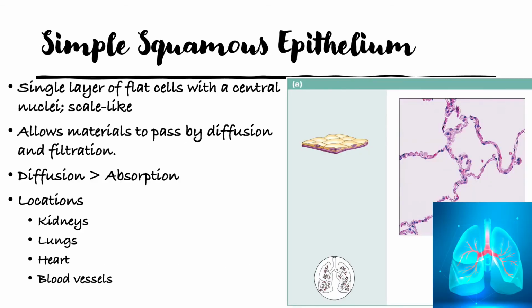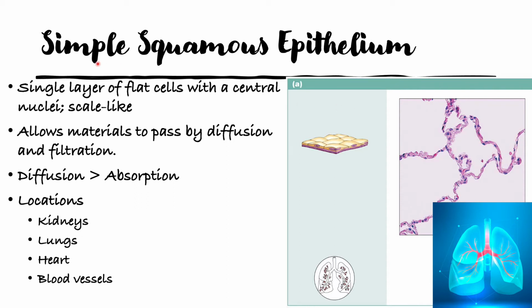So the first one I'm going to talk about is the simple squamous epithelium. This has one layer, all right? A single layer. The cells are going to be flat, just like you're going to see here, and they have a central nucleus. When you look here, they look more scale-like. What we're looking at right now is the simple squamous epithelium in the lungs.